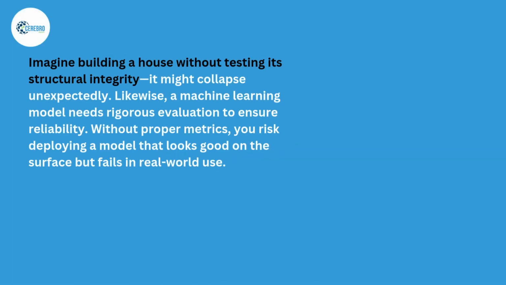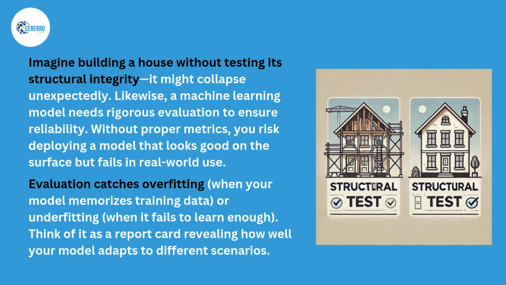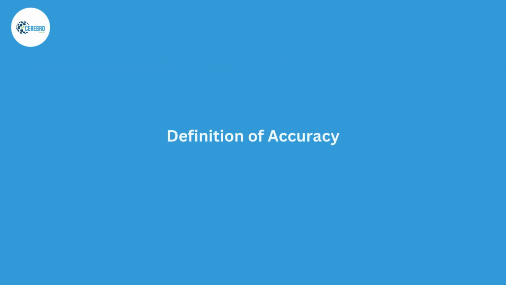Imagine building a house without testing its structural integrity. It might collapse unexpectedly. Likewise, a machine learning model needs rigorous evaluation to ensure reliability. Without proper metrics, you risk deploying a model that looks good on the surface but fails in real-world use. Evaluation catches overfitting, when your model memorizes training data, or underfitting, when it fails to learn enough. Think of it as a report card revealing how well your model adapts to different scenarios.